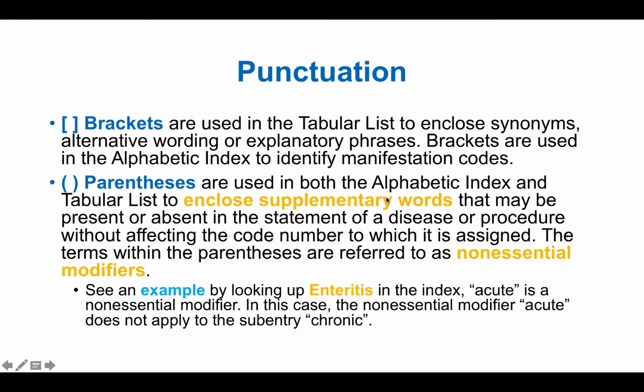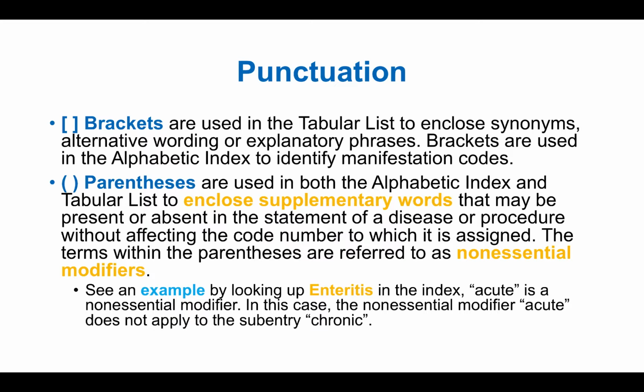Now let's talk about punctuation. First, let's talk about the brackets. These are used in the tabular list to enclose synonyms, which are alternative words or explanatory phrases. Brackets used in the alphabetic index are used to identify manifestation codes. So they're used for different cases in the tabular list and the alphabetic index.